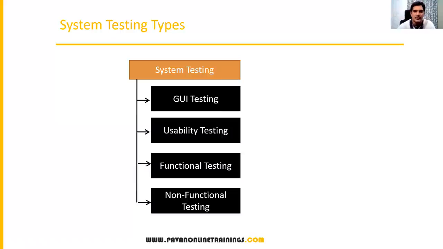So now we will discuss each and every testing and what you have to do, what you have to test. So let us concentrate on them. And again, in these four categories, we are mainly focusing on the functional testing part. Because functional testing, usability, and GUI testing.